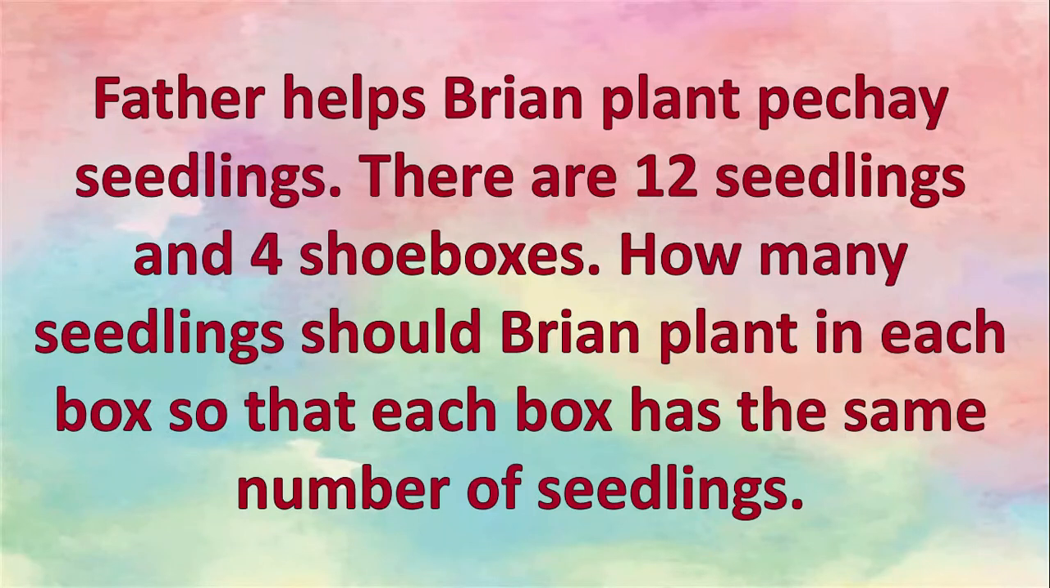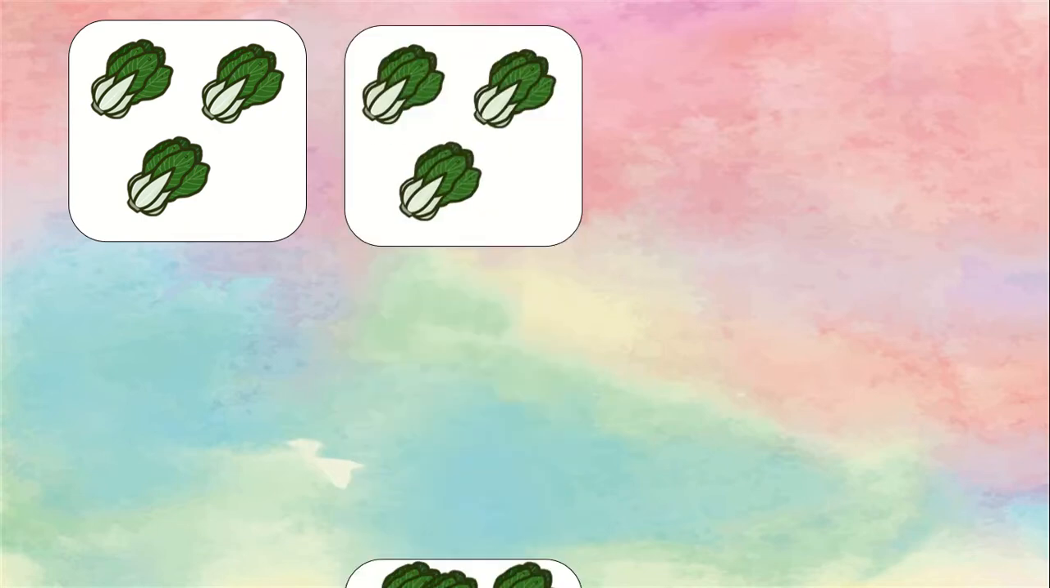Okay, for example, Father helps Brian plant pechay seedlings. So there are 12 seedlings and 4 shoe boxes. So how many seedlings should Brian plant in each box so that each box has the same number of seedlings? So how does it happen? So let's find out.